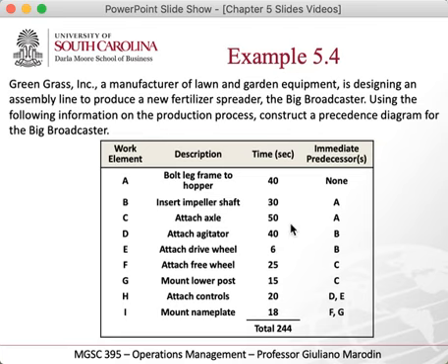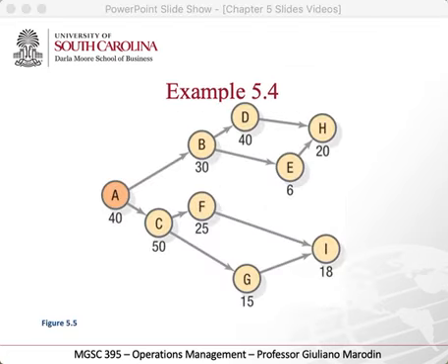Here we have the predecessor. Step A can be done immediately, but to do step B, I have to do A first. To do C, I have to do A first. To do D, I have to do B first. Then we can take this information and draw a diagram that shows the relationship between the activities and their immediate predecessors. We also have the time. The total time is going to be 244, just the sum of all the times of the process steps. And this is the diagram, and you need to learn how to do that because we need it from here and for project management as well.